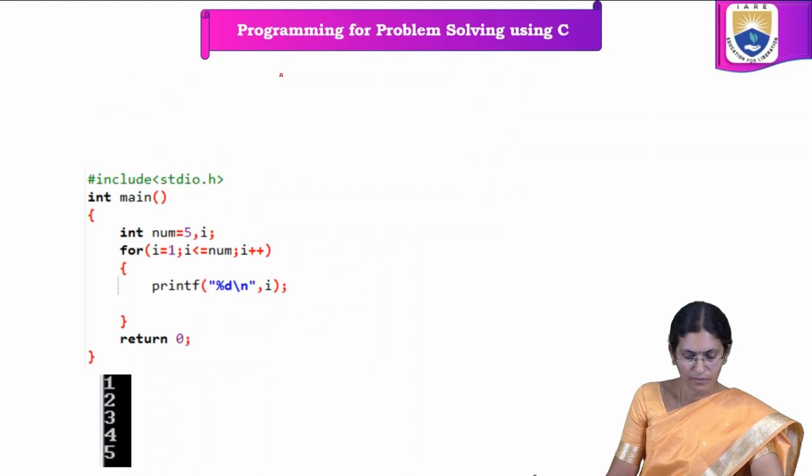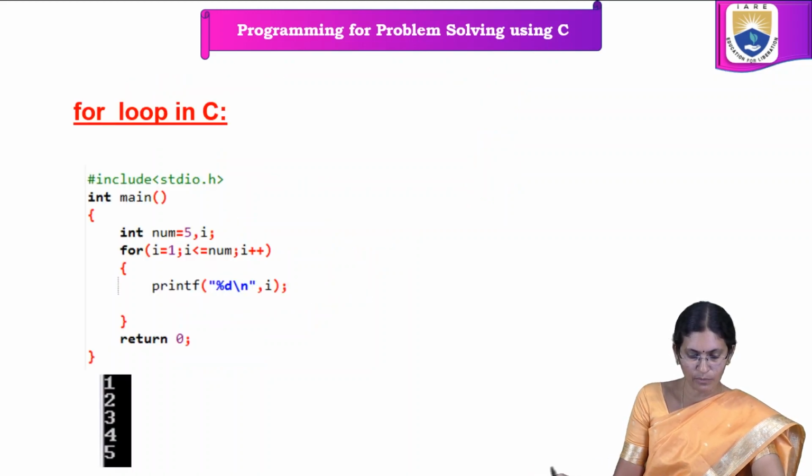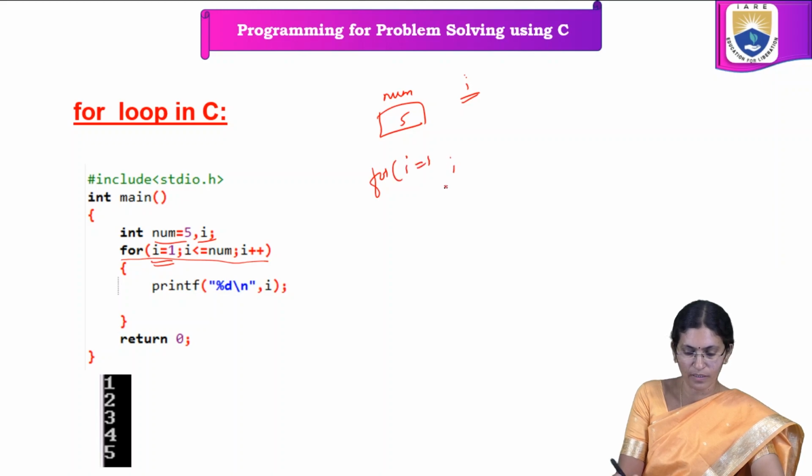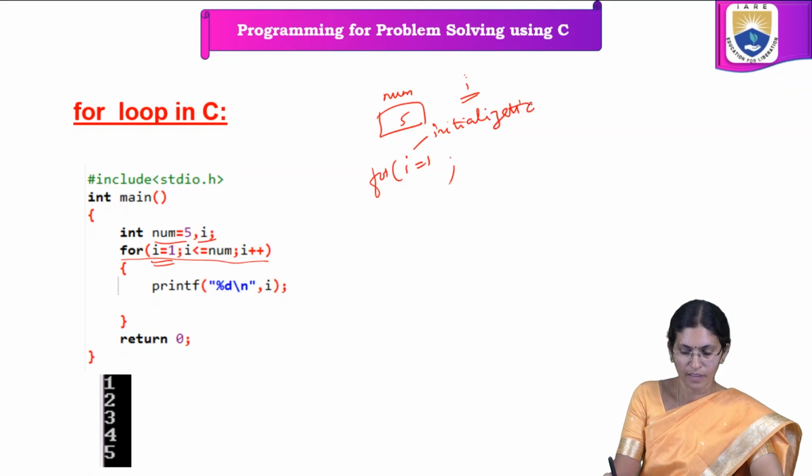Next we will understand with the help of one program. Let us see one small program, where you have two variables, num and i. We have initialized the variable num with the value 5, and taken another integer variable i. Next we have written the for loop. In the for loop, i is equal to 1. This is initialization, followed by a semicolon. After that, the condition expression, i less than or equal to num, then i plus plus.